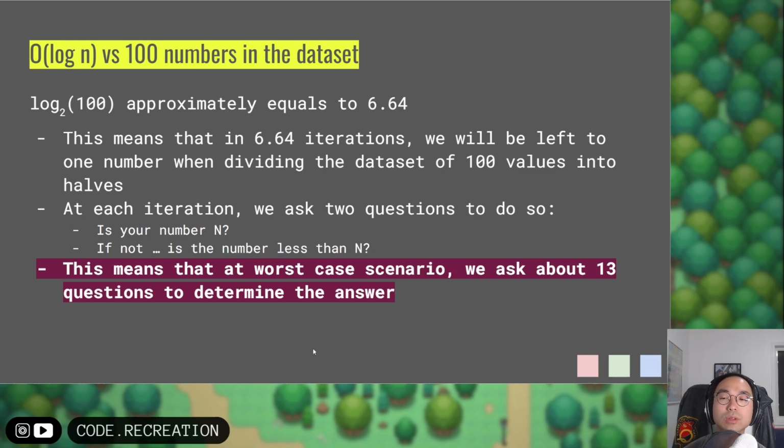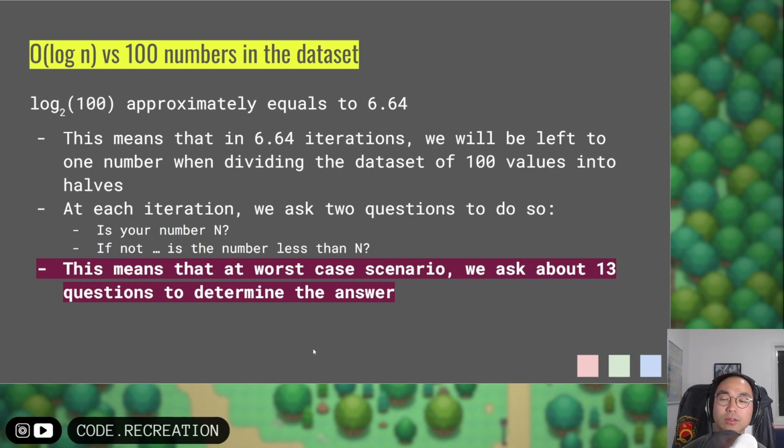So if we were to do log base 2 of the value 100, it would equal a value of 6.64. This means that in 6.64 iterations of continuously halving the data set, we will get to a single value. So it would take about 6.64 halvings for us to get to a single one.